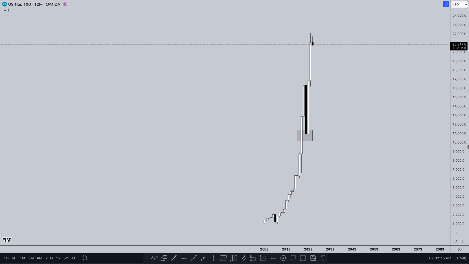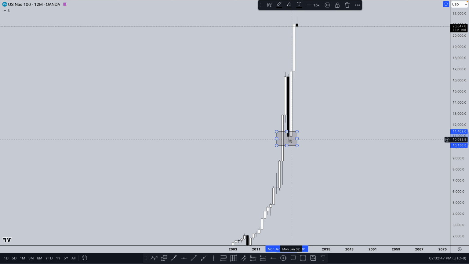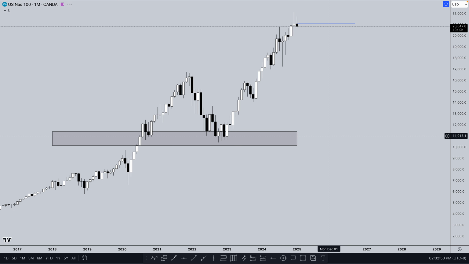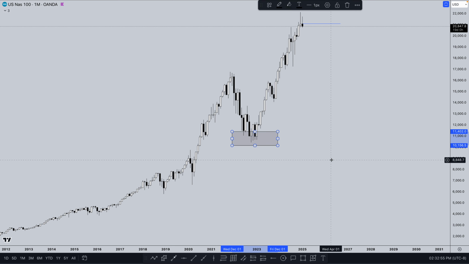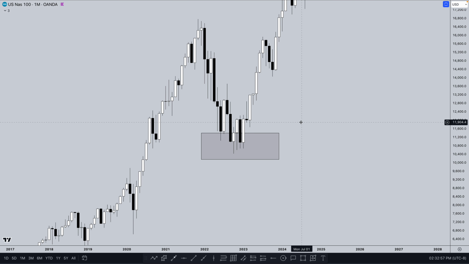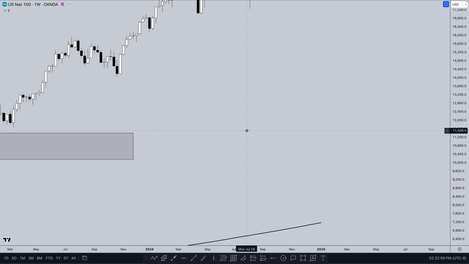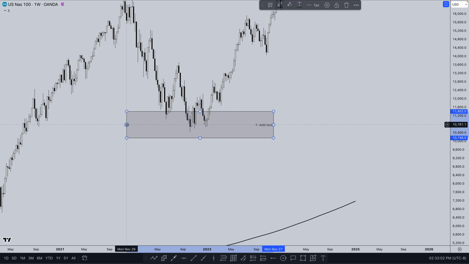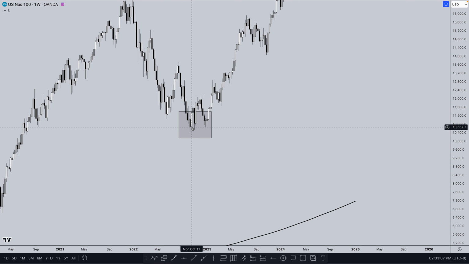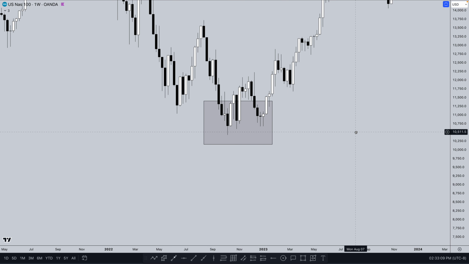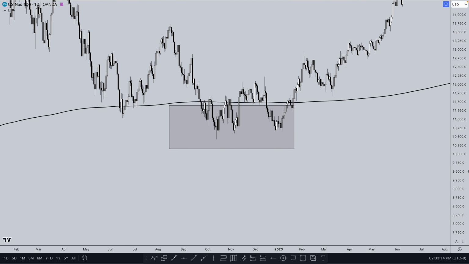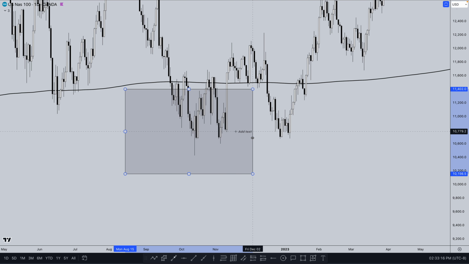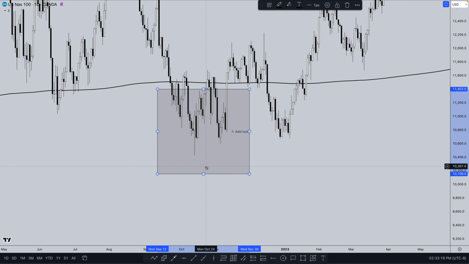I'm going to go over it right now. This is that wick that we're talking about. Now we're in the monthly. Go down to the weekly. We're looking at that same area, the lowest wick, which is essentially this. Go down to the daily, getting closer and closer to this lowest wick.